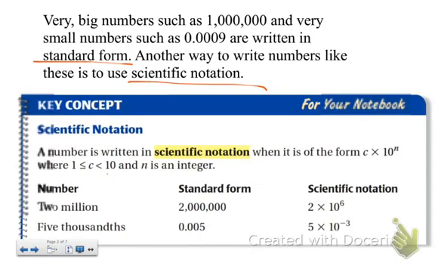So for example, 2 million could be written as 2 times 10 to the 6th, and what we've done there is taken the decimal point and moved it 1, 2, 3, 4, 5, 6 times, so that we're just left with a number greater than 1 and less than 10, times 10 to the 6th, because that's how many times we moved it. 5 thousandths, going the other direction, can be written as 5 times 10 to the negative 3, because we move the decimal 3 in the other direction.